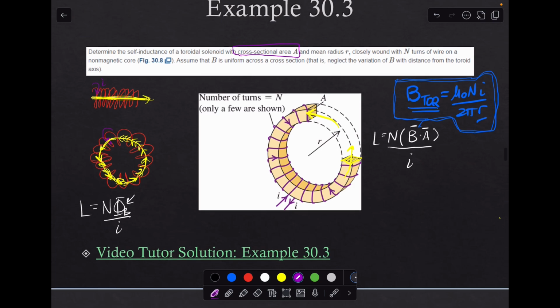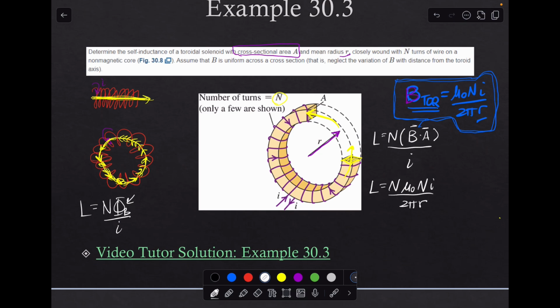And the radius R is this radius. So where does that come into play? Well, that comes into play here with what the magnetic field is. So let's plug in everything. The number of turns in the toroidal solenoid is N. The magnetic field of the toroidal solenoid, mu naught, another N, I over 2 pi r.